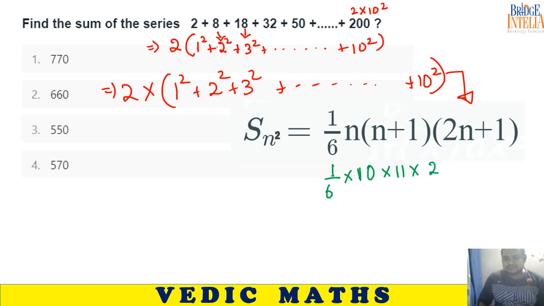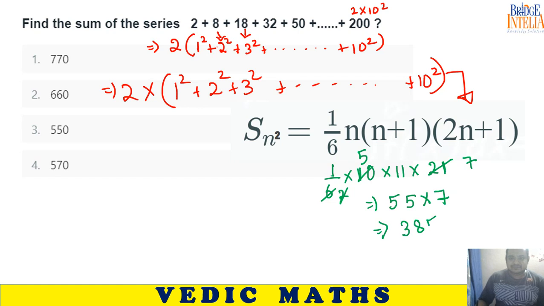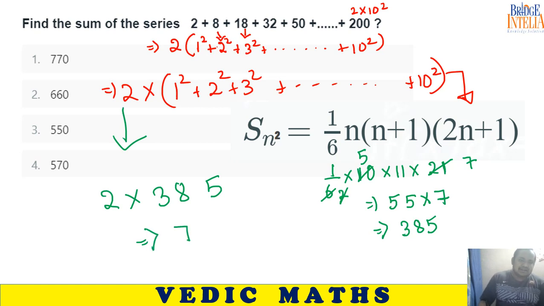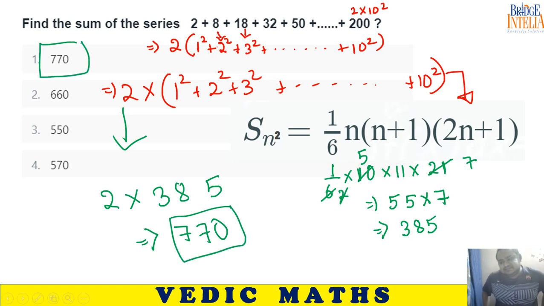20 plus 1 21. So 6 and 21 both are multiples of 3, so 2 and 7. So 2 and 10 will also cancel each other out. So 55 into 7. So 55 into 7 is equal to 385. So this is basically final answer will be 2 into 385. So that is equal to 770. So 770 is the final answer.